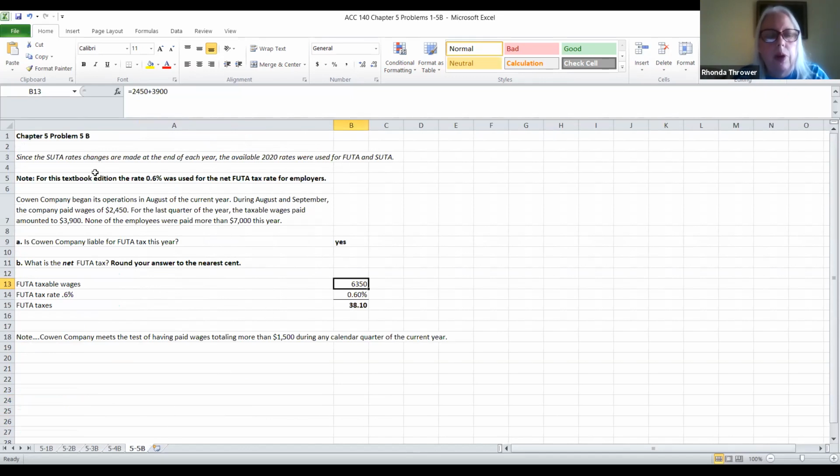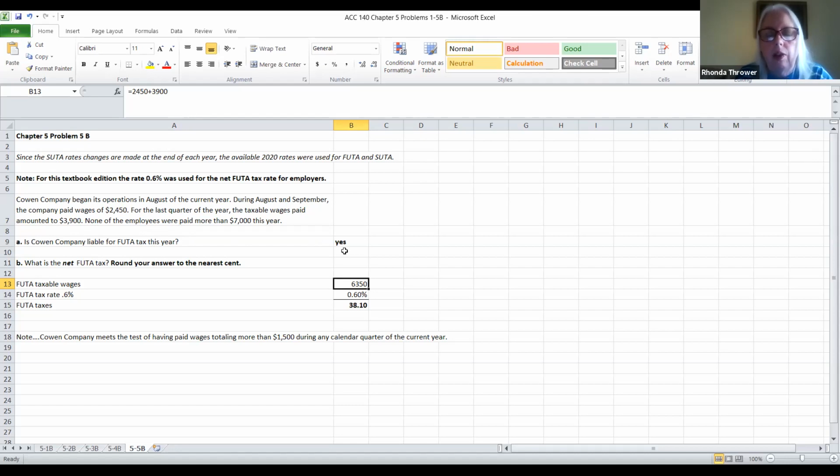In the next problem, problem 5B, the Cohen Company began operations in August of the current year. During August and September, the company paid wages of $2,450. For the last quarter of the year, the taxable wages paid amounted to $3,900. None of the employees were paid more than $7,000 per year. So what they're telling you is that all of this is taxable. This particular problem had a question for you. It says, is the Cohen Company liable for FUTA tax? And the answer is yes.